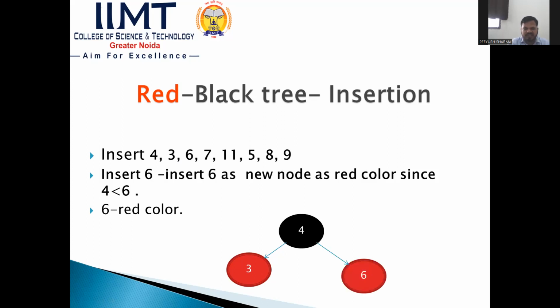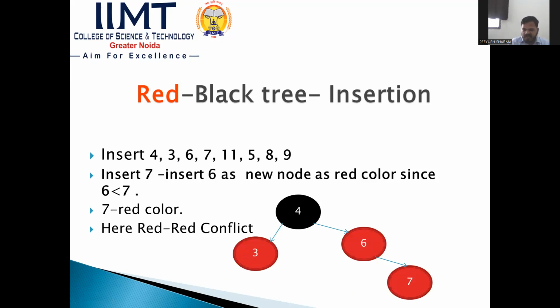Also, 6 is greater than 4, so it will be on the right side, and it is of red color. When we insert 7, it will be of red color, so it will lie on the right side of this 6 node. But here we can see that there is a red conflict, right? So how do we remove this red conflict?